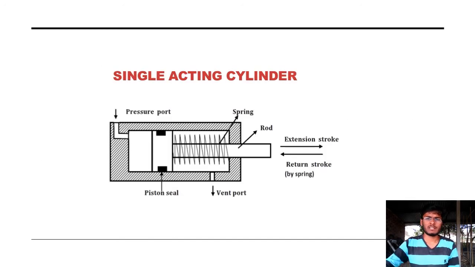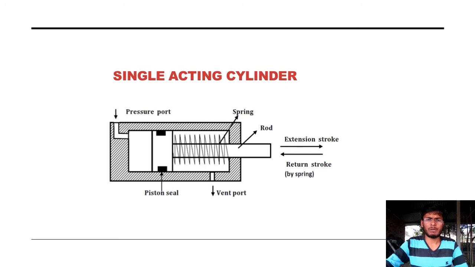Next one is the single cylinder. This is an example of a linear actuator. There is only one cylinder, and one port is provided. There is a piston seal, a piston, and one rod, and between the piston and the rod a spring is provided.